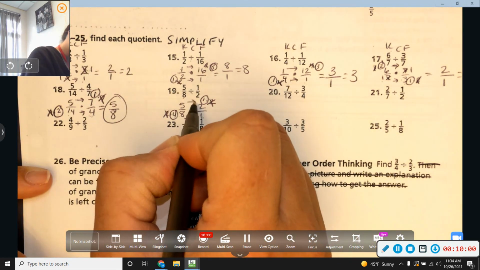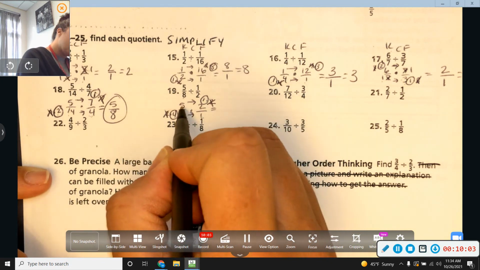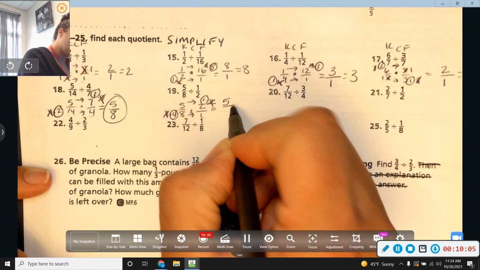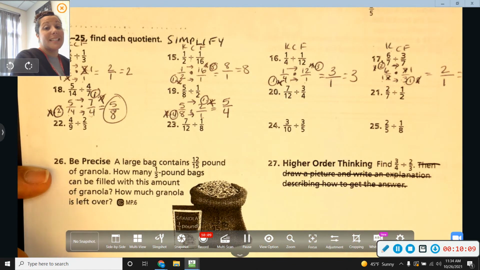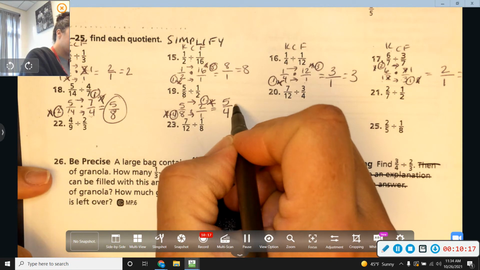Now I can multiply straight across. 5 times 1 is 5. 4 times 1 is 4. Okay, my top number is bigger. I don't like that. That's called an improper fraction. Now I need to make it into a mixed number.